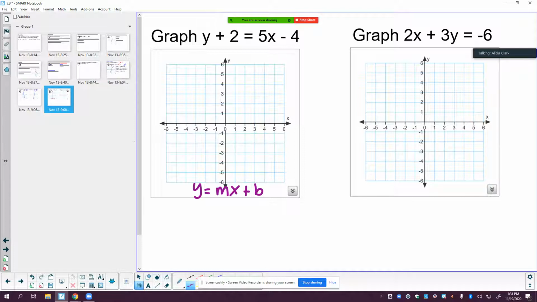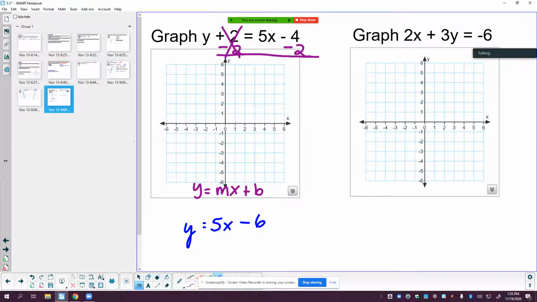The first thing I want to make sure happens is instead of having y plus 2, I need to cancel out this plus 2. In order to cancel out a plus 2, I would do minus 2, and I have to do the same thing on this side. I'm going to write it underneath that minus 4 because those are like terms. Those are going to cancel over here, and I just have y on the left side. I still have 5x. If I combine minus 4 and the minus 2, that's going to give me minus 6.